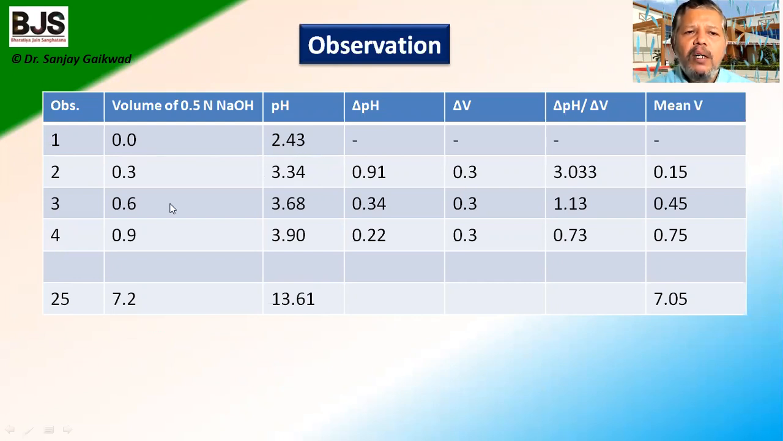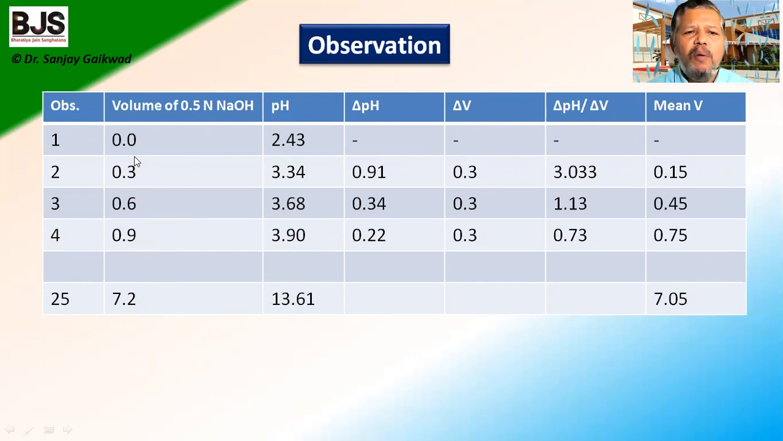Then as we increase the addition further by 0.3 ml, the pH of the solution increases. Further, we observe 3.90. Now, as we go on continuing adding, we get the measurement of the pH. But in the observation table, we have delta pH, delta V, delta pH by delta V, and mean V.